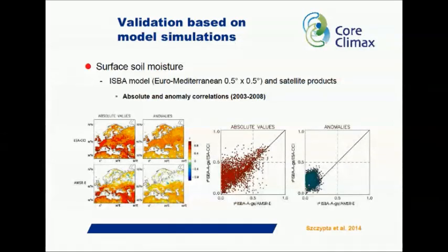And on the right, you can see scatter plots of the two, absolute values and anomaly values. What is interesting is that the negative values you see there in the ESA-CCI product are not visible in the AMSR-E. So I mean, since the ESA-CCI product uses AMSR-E, there is probably a way to eliminate these negative correlations.